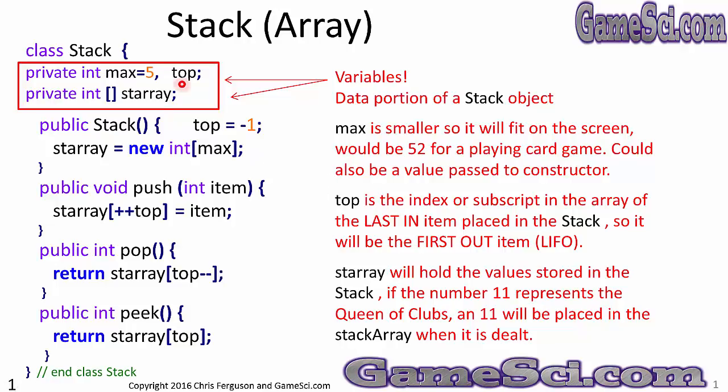The next variable up here is the top, which is an extremely critical variable when implementing a stack with an array. Top is the index or subscript in the array of the last item placed in the stack. Therefore, it will also be the first item out of the stack, implementing LIFO. The third variable here is strarray. strarray will hold the value stored in the stack. If the number 11 represents the Queen of Clubs, an 11 will be placed in strarray when it is dealt. Methods.